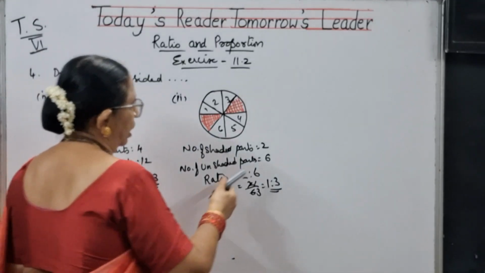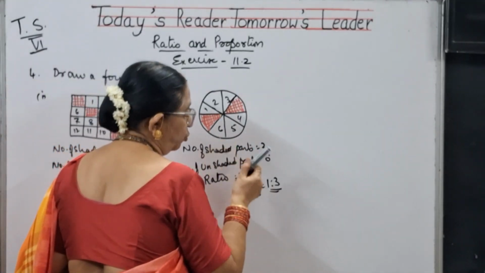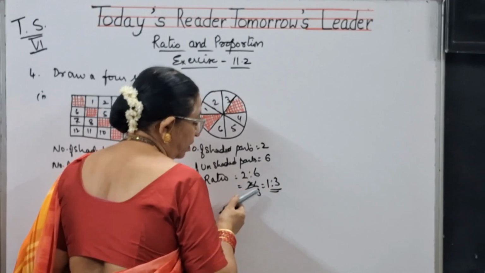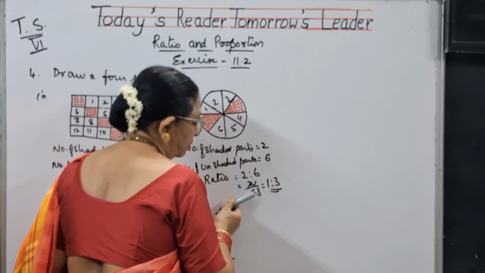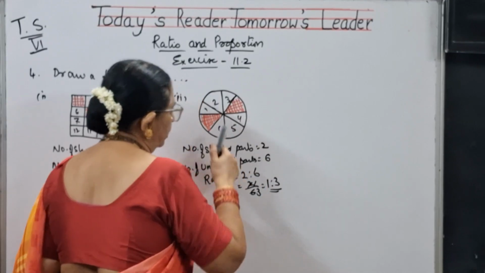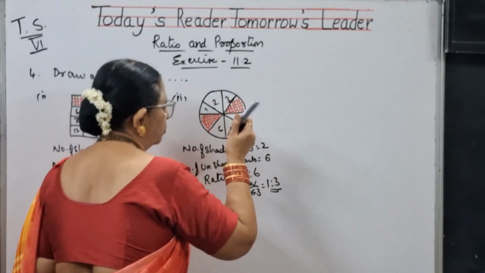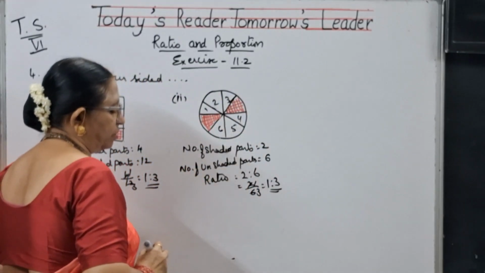Similarly here also I took 2 as the numerator. 2 into 3, 6. Denominator should be 6. 6 means total how many parts I should get? 6 plus 2, 8 parts. So I divided it into 8 parts. In that 2 I have shaded and I got this figure, children.